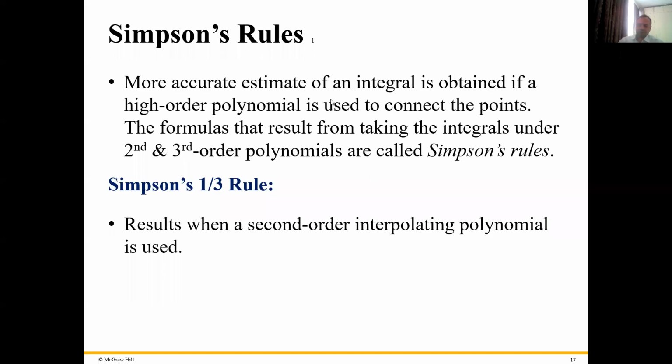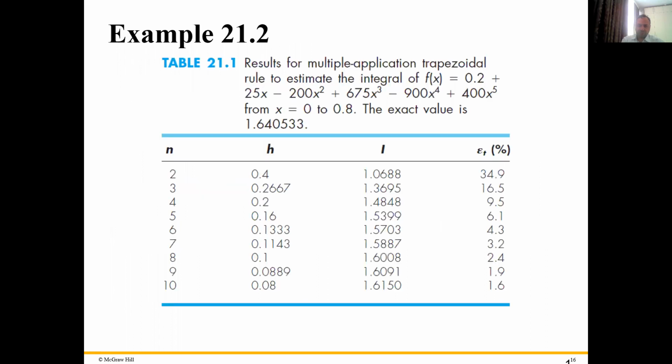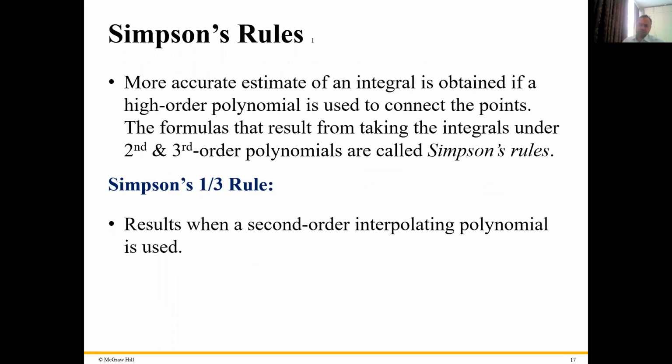Okay, so let's start from here. Earlier we discussed the trapezoidal rule. Now there is another rule called Simpson's rule, and these rules are for finding integrals. Simpson's rule is more accurate than the trapezoidal rule.